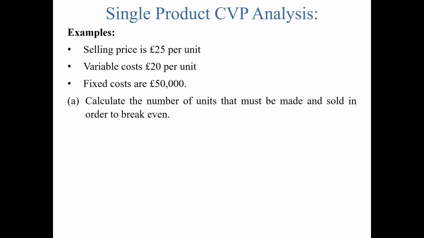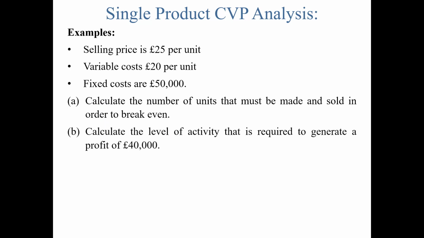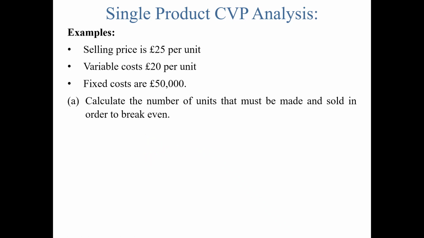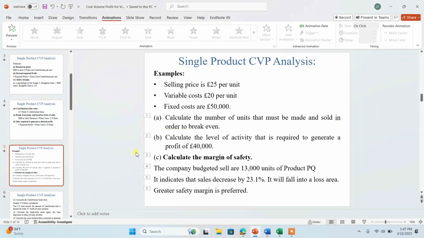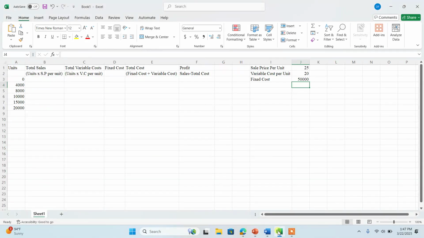So the first requirement is to calculate the break-even point, or the number of units which I should sell, where I can reach the break-even point where my profit or loss is zero. The second requirement is that I have some desired profit, which is 40,000. How can I achieve this 40,000 desired profit? Okay, let's do it one by one. Let's do the first one. Let me calculate the break-even point.